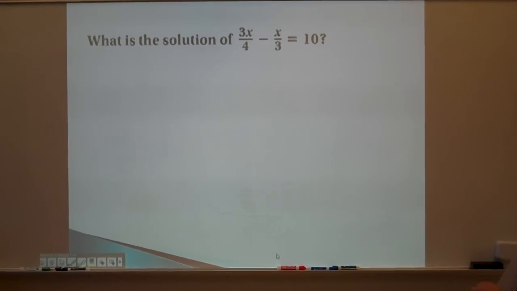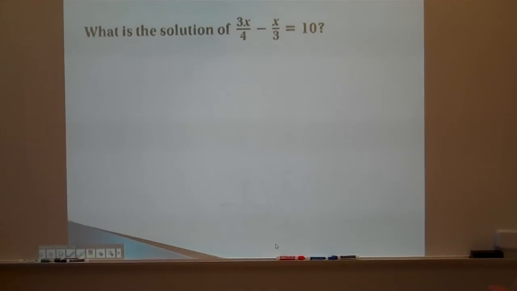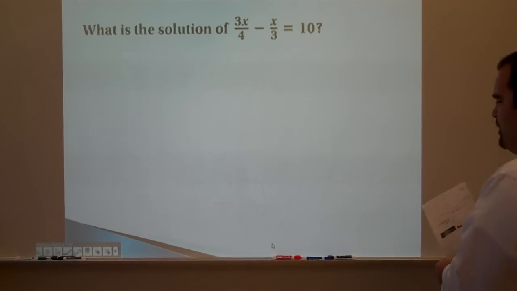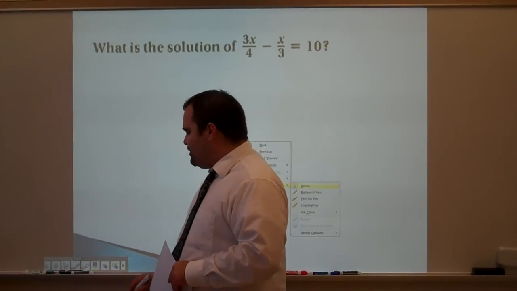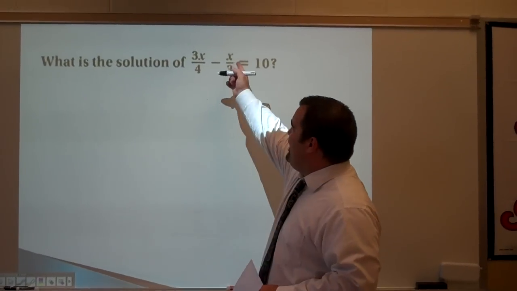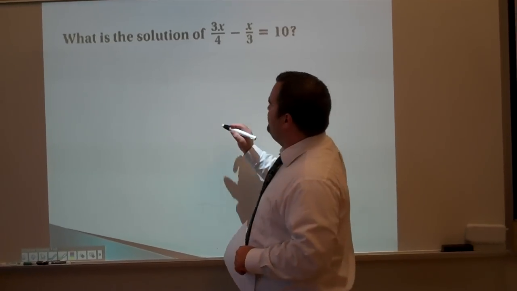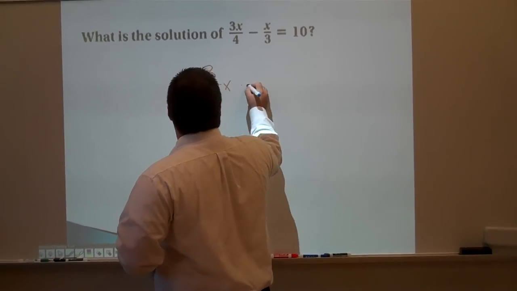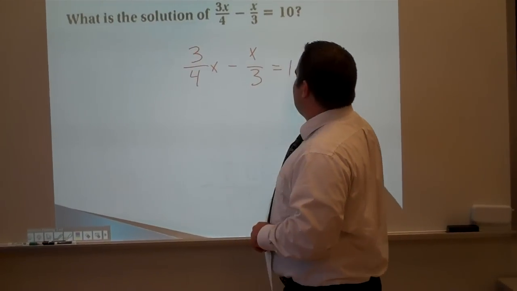We are presented with a problem that says, what is the solution of 3/4 x minus x over 3 equals 10? Now, just like the other day, we were talking about combining like terms. We're going to do some combining here. Because I got a couple of x's, but are they like or not like? I don't know yet. 3/4 x minus x over 3 equals 10.